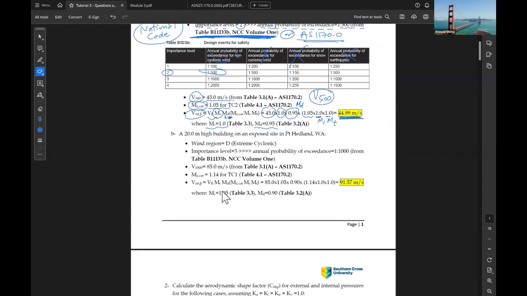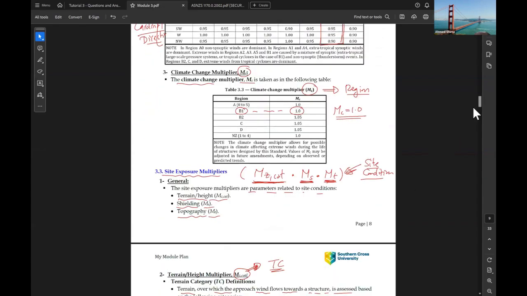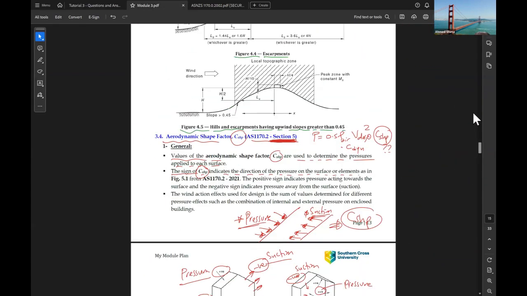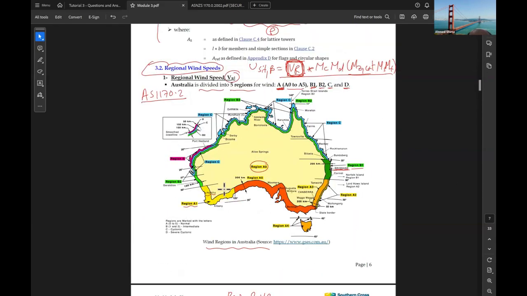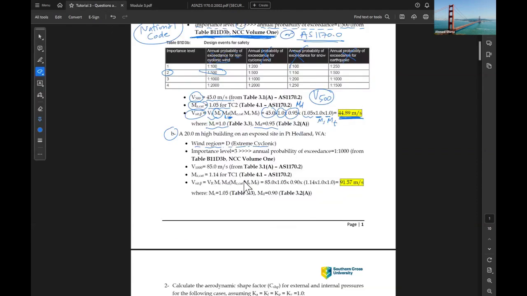So for question 2, the wind region is D, extreme cyclonic area. If we look at the map, we need to refer to the map to find where Port Hedland is. So if you see, here is Port Hedland. It is region D, and region D is a severe cyclonic area. So the wind region is extreme cyclonic, importance level 3.